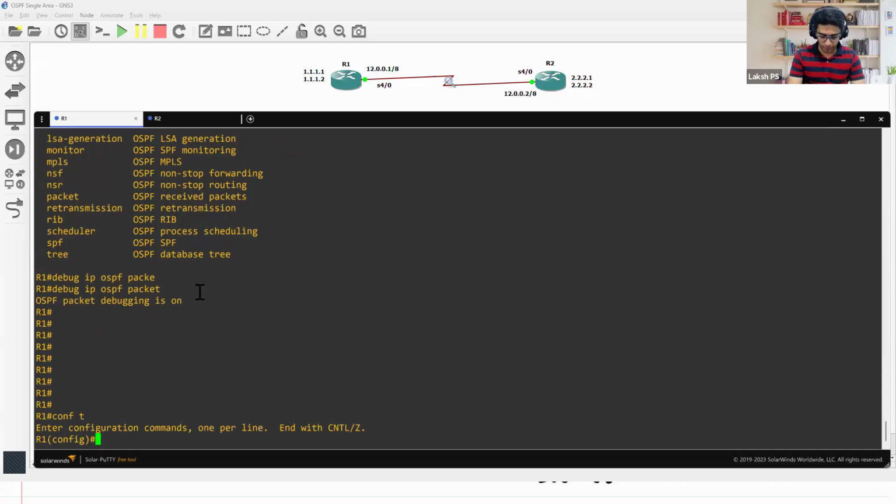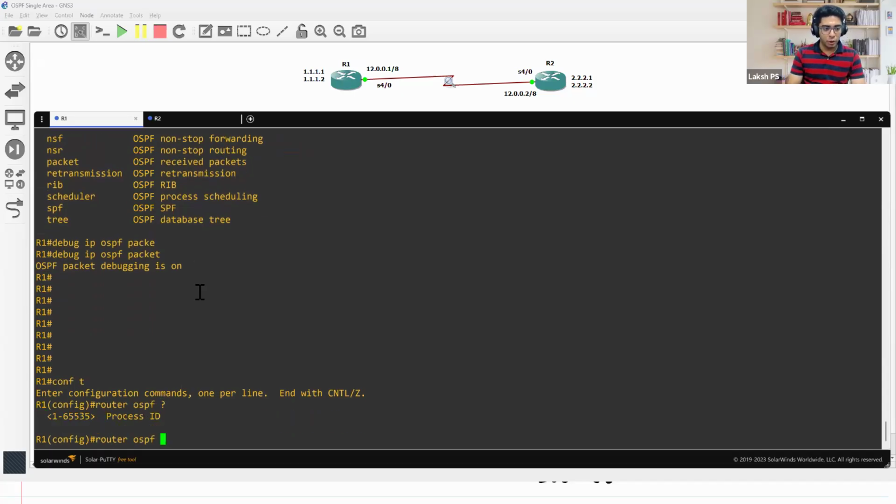Configuration terminal. Router OSPF and question mark. You can see the process ID. The process ID that you can have is from 1 to 65535. And if you remember our discussion, a process ID is basically helping the router to create a memory space with a particular process number. And I'm saying the process number is going to be 1. So router OSPF 1.